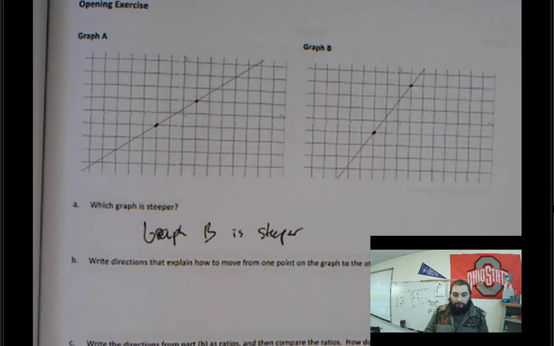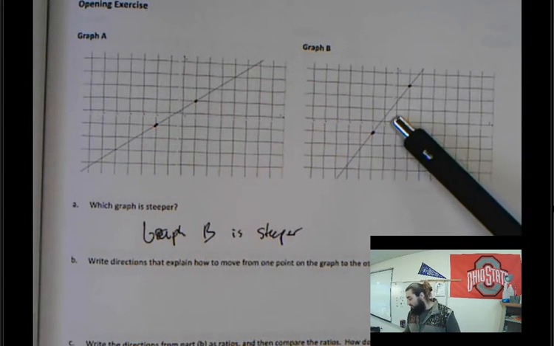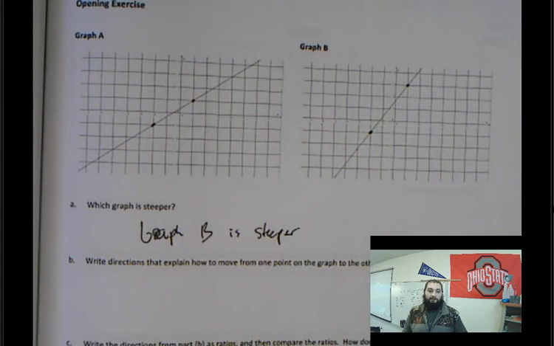And by steeper, I hope you know what steep means. We're becoming more vertical at a faster rate. We're not 100% vertical. It's not a straight line up, okay? But we're rising at a faster rate. It would be more difficult to climb this hill than it would be this hill, simply because you'd have to go up further in a shorter amount of horizontal distance. That's essentially what determines your steepness.